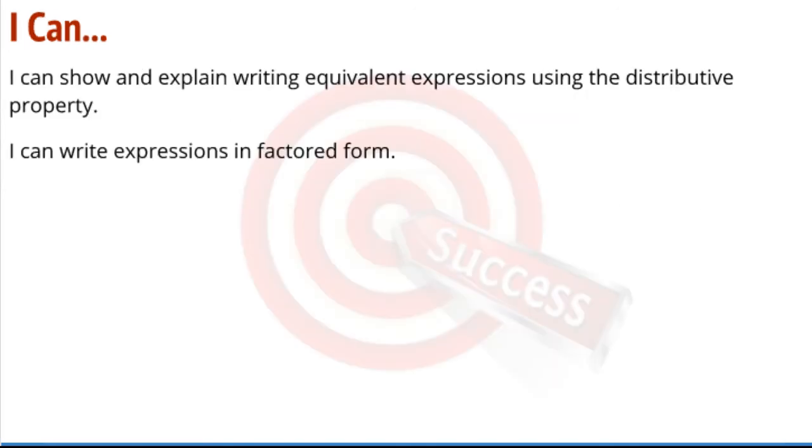All right, so now that you've completed the lesson, hopefully you can show and explain writing equivalent expressions using the distributive property. Finding the greatest common factor, factoring it out, and then writing these expressions in factored form. How do we get to factored form? We find the greatest common factor, and we factor it out. We divide it out.